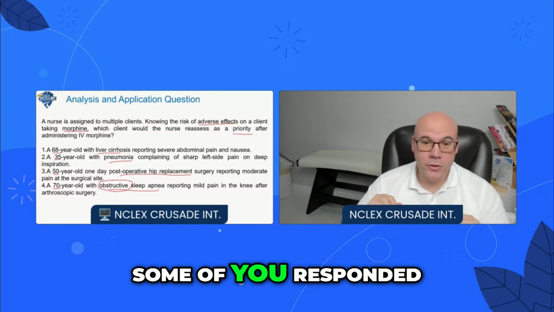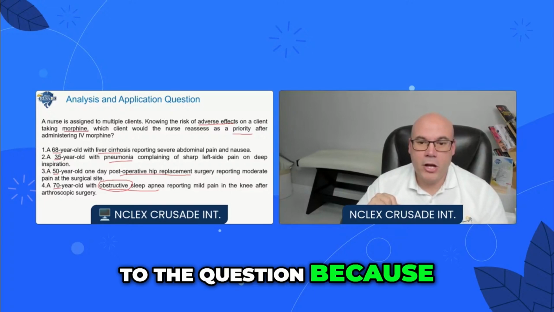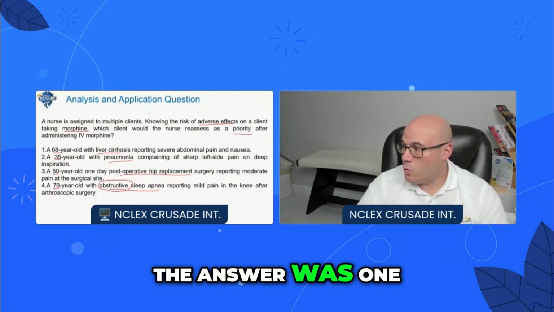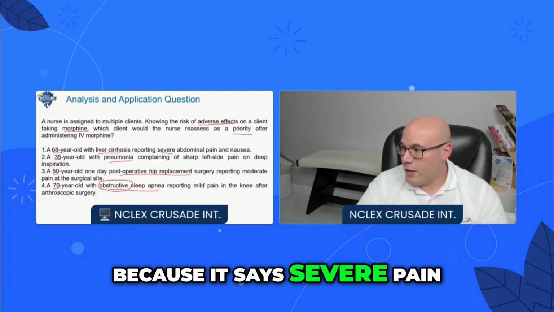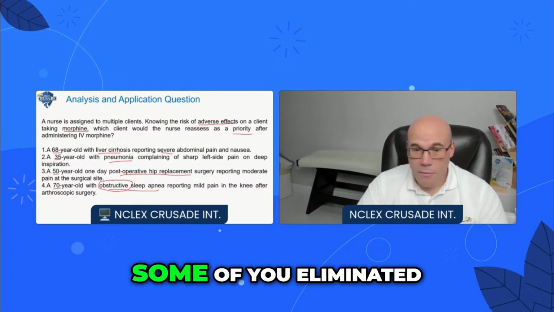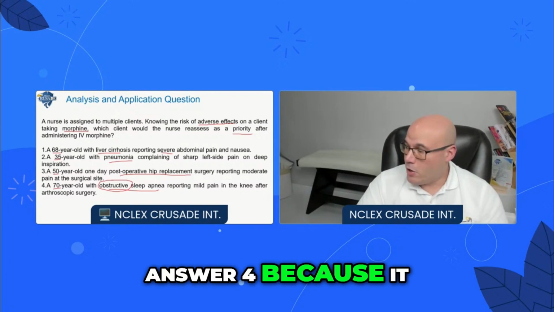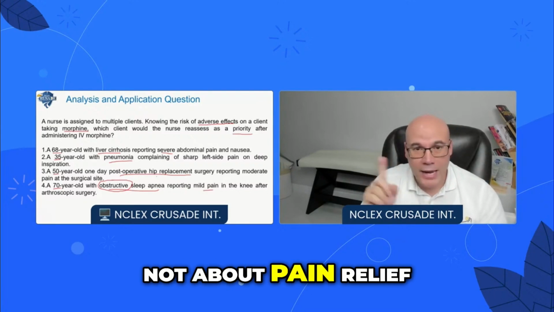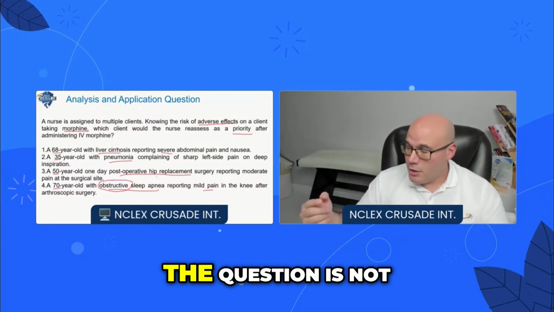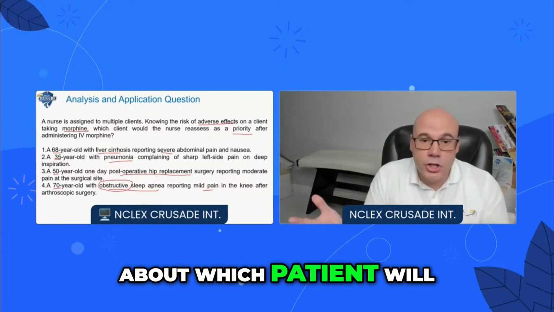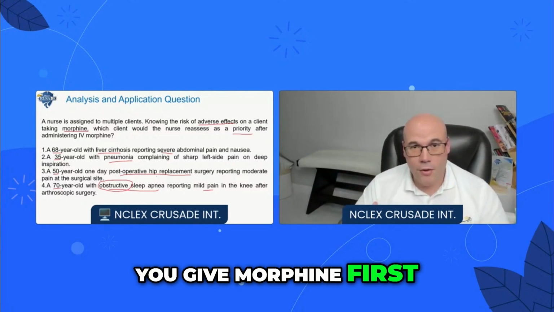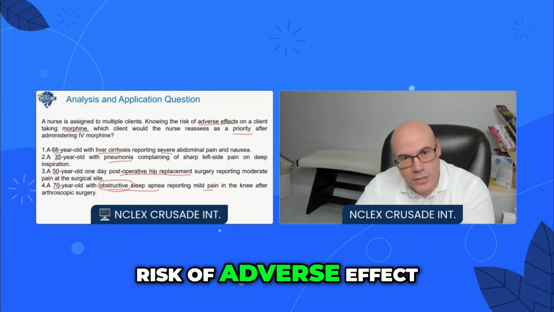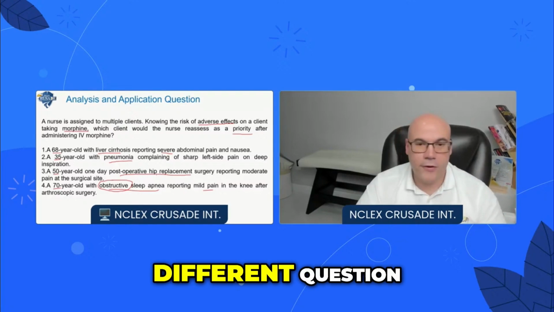Now, some of you responded to the question because of the level of pain. For example, some of you thought the answer was 1 because it says severe pain. Some of you eliminated answer 4 because it says mild pain. But the question is not about pain relief. The question is not about which patient will you give morphine first. No, that's not the question. The question is about risk of adverse effect. So it's a totally different question.